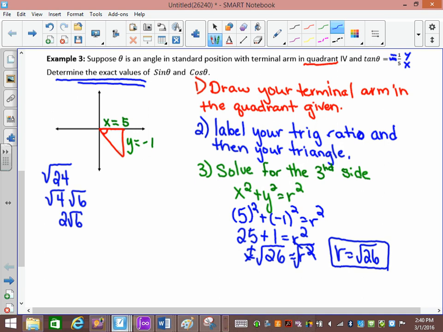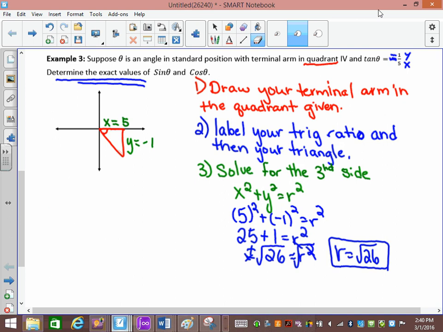And you're expected to do that, if you can. So you have to see if this number can be divided by a perfect square, like 4 or 9 or 16, right? But 26 can't, so it just stays root 26. So I go here and I say r equals root 26. And now I can give any trig ratios they ask for.